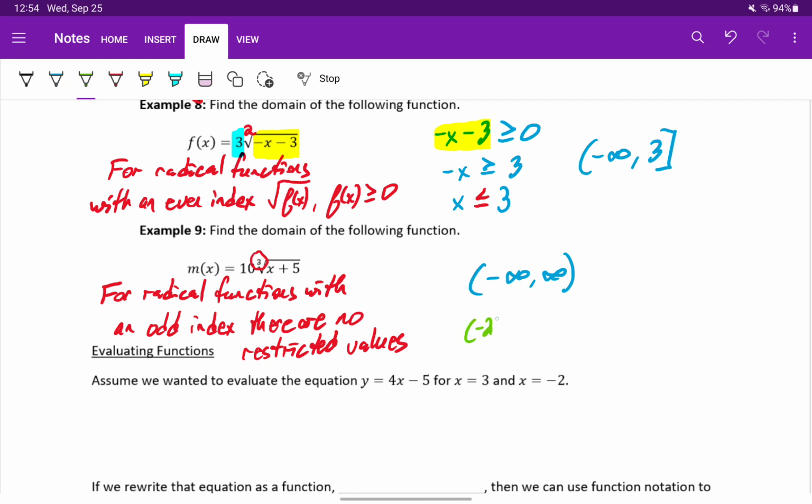Because keep in mind, if we take negative 2 times negative 2 times negative 2, that would give us negative 8, meaning that the cube root of negative 8 is negative 2. We can have negative values under a radical with an odd index, but if it's under a radical with an even index, that expression needs to be non-negative, greater than or equal to 0.